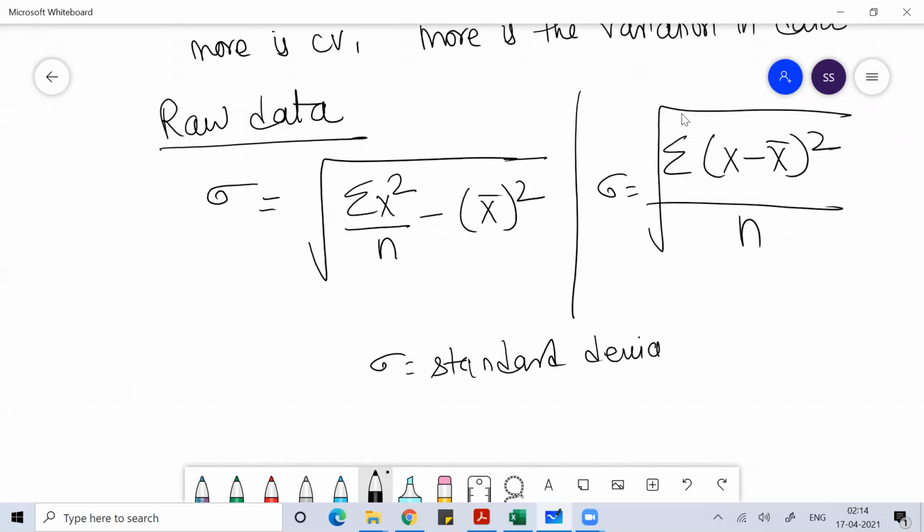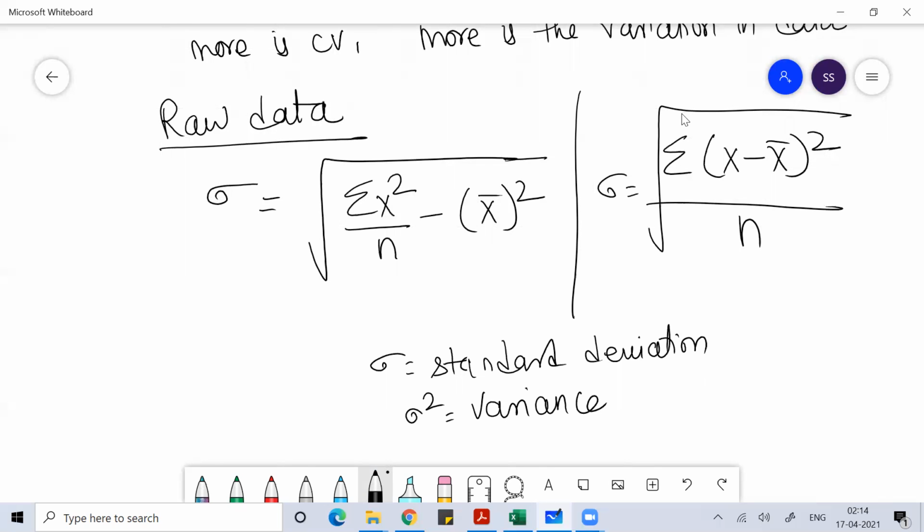When we talk about the square of standard deviation, we represent it with the term variance. So variance is basically the square of the standard deviation.